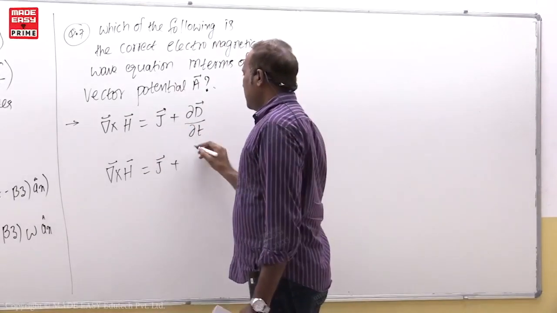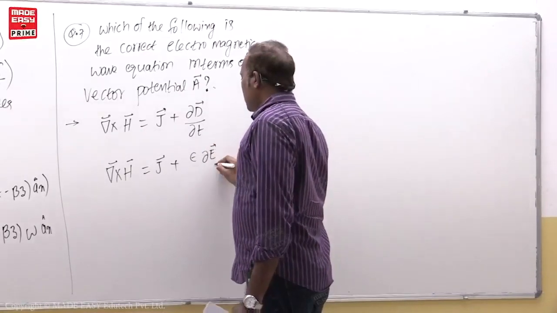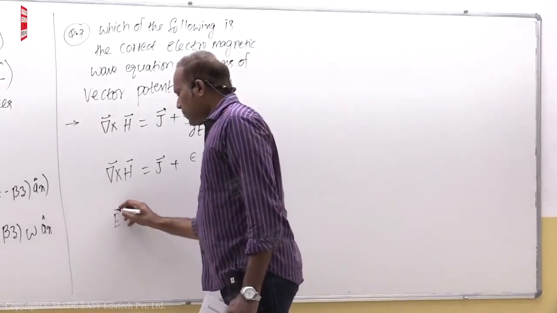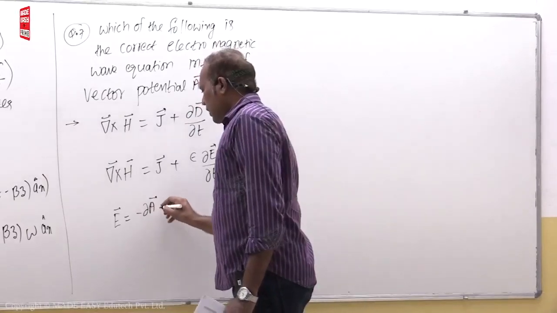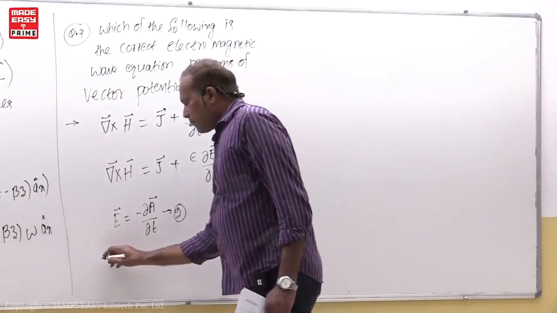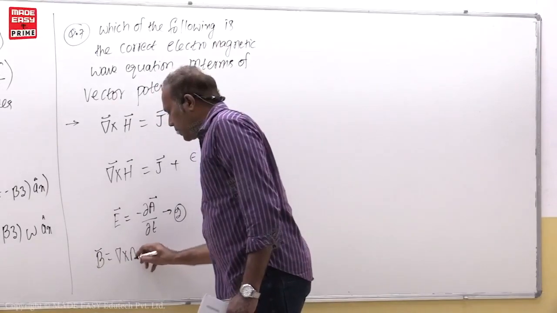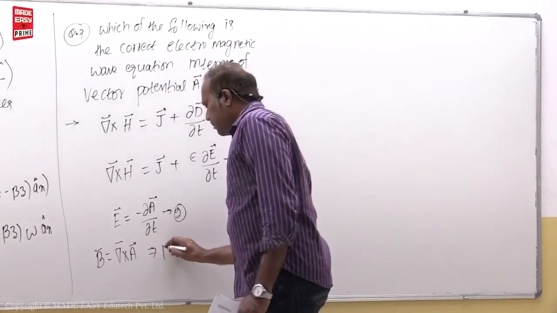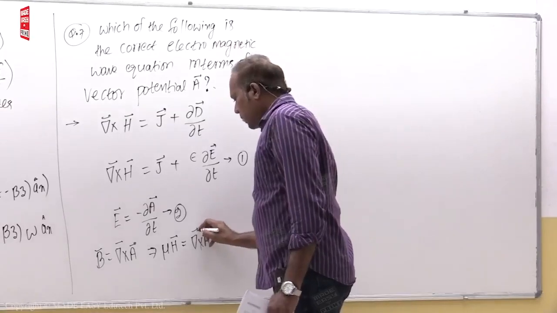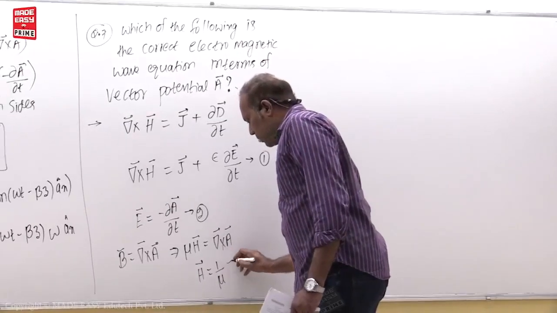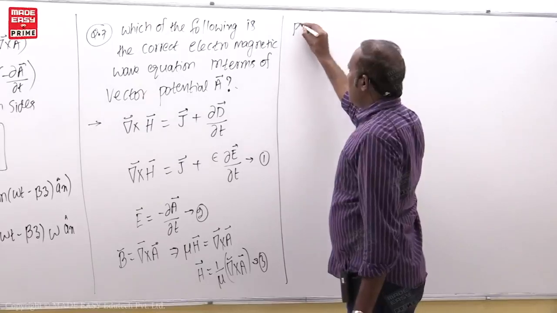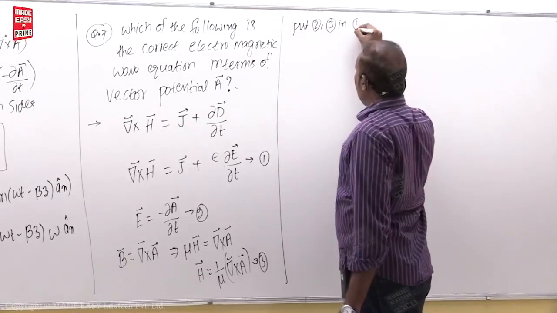So J bar plus D bar is epsilon E bar, so epsilon dou E bar by dou t. Let us say this is equation number 1. Now we know that E bar, in the previous question you have seen, in terms of vector potential, E bar is equal to minus dou A bar by dou t. So equation number 2. And B bar in terms of vector magnetic potential is B bar is equal to del cross A bar. So B bar is this one, mu into H bar, so del cross A bar. From this H bar is equal to 1 by mu into del cross A bar. So equation number 3.